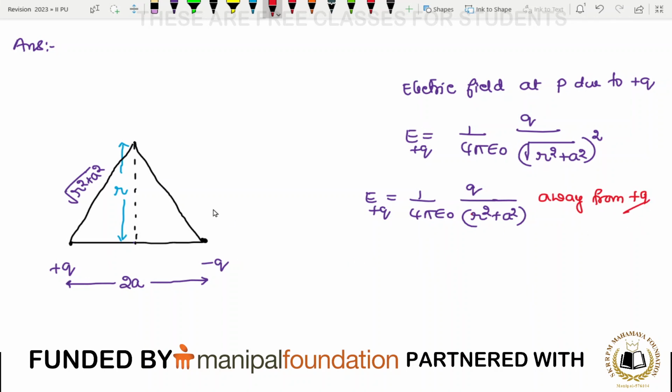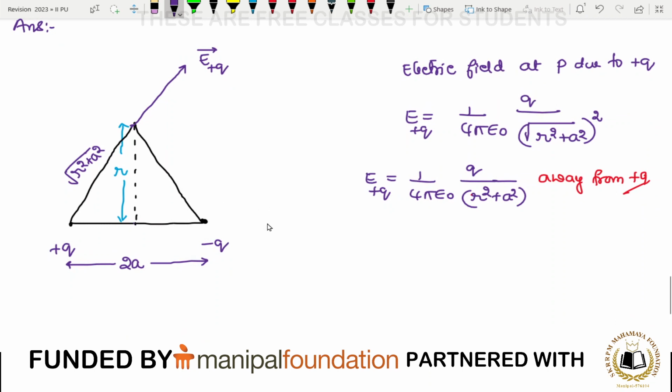Okay. So what is the direction now here? I extend this line, the same line I am going to extend here. So this is the direction of electric field. You take the scale and do that. So this becomes E plus Q vector. Same straight line you should extend here.